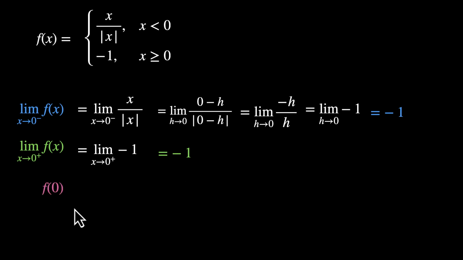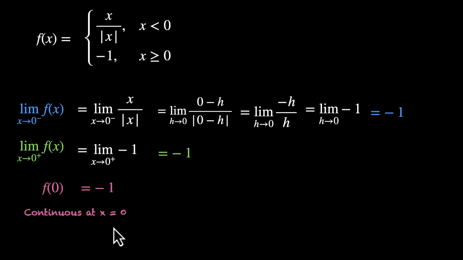What about the value at 0? Well, the value at 0 is also minus 1. So that's minus 1. All three values are the same. That's minus 1, which means the function is continuous at x equals 0. All right. What about other points? What about values that are not 0?